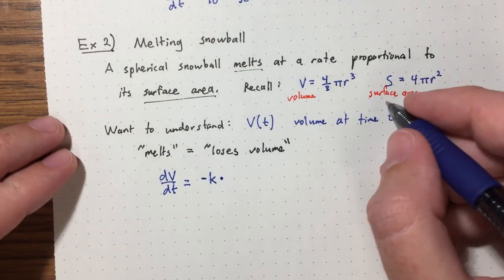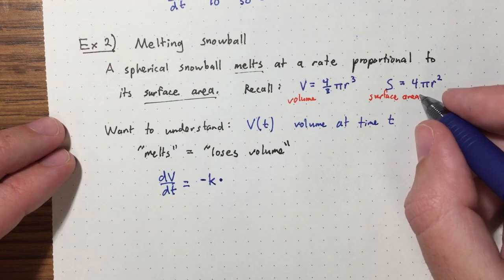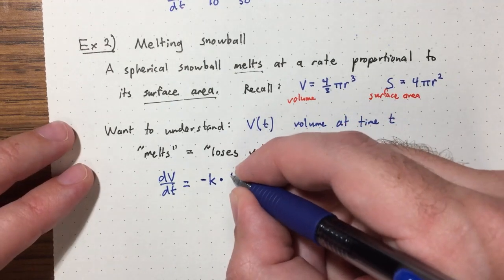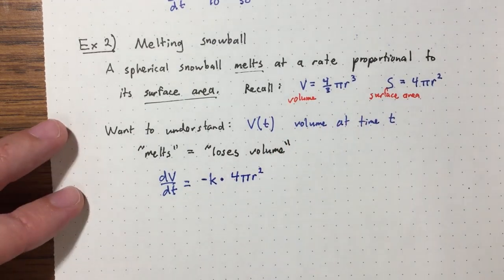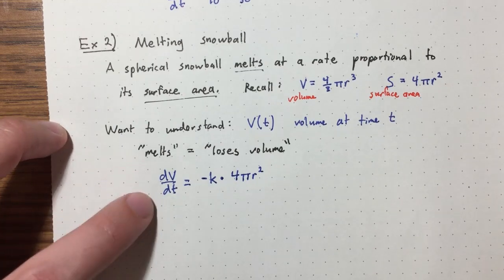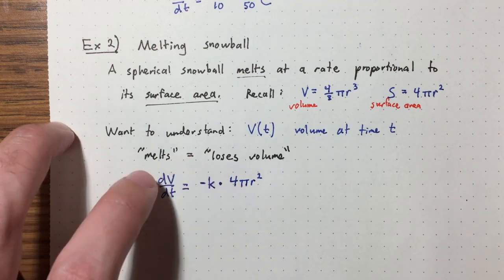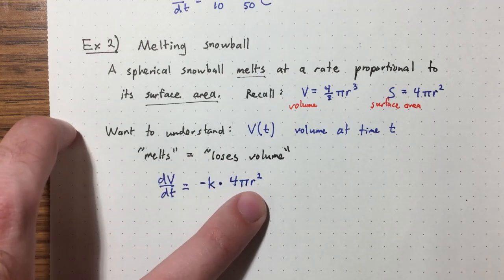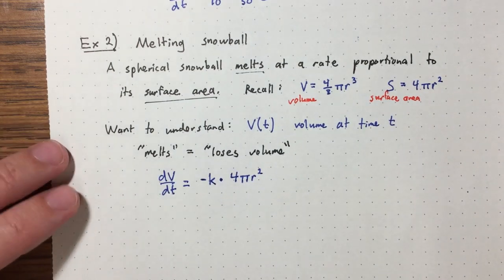So surface area is S. I'll write down 4 pi r squared. And you probably see the issue here. So I have dV dt here. R is going to be a function of V, right? Because as volume changes, r changes and vice versa. So we'd really like to write this r in terms of V instead.